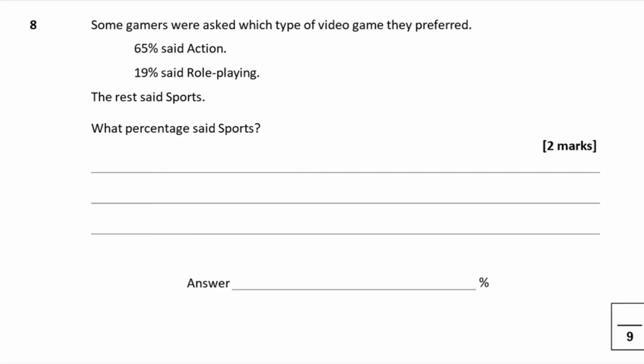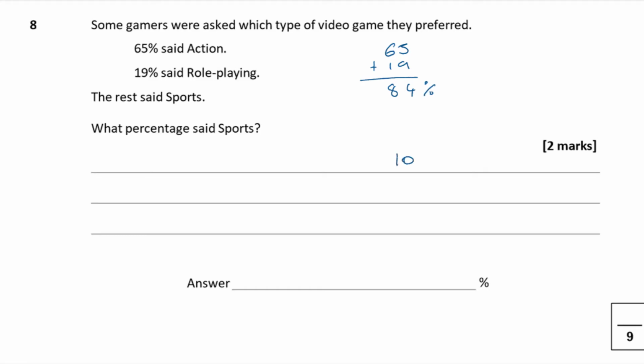Question 8. Some gamers were asked which type of video games they preferred. 65% said action, 19% said role-playing, the rest said sport. What percentage said sport? Well, percentages are usually out of 100, and we've got 65 plus 19 already allocated. So if we added those together, 65 plus 19, 5 and 9 is 14. So 1, 6 and 1, that adds up to 8. So between action and role playing, we've already accounted for 84% of the total.